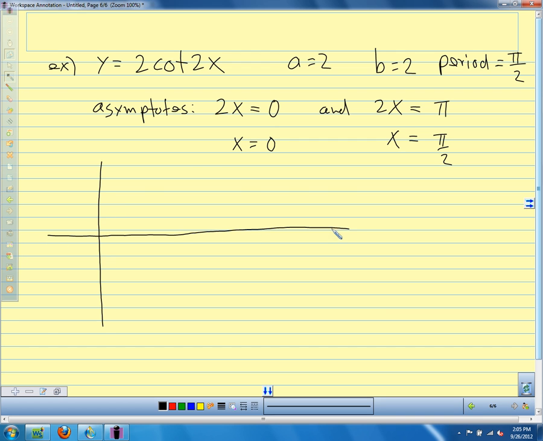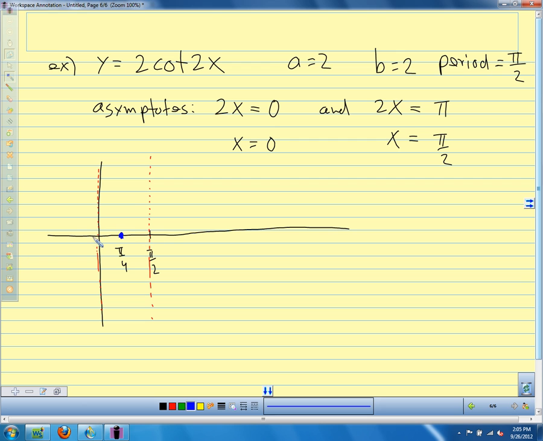So there are my axes. I have an asymptote at x equals 0. So let's draw that one in. There's my asymptote. And I have an asymptote at x equals pi over 2. My intercept is halfway between the asymptotes. So what's halfway between 0 and pi over 2? Pi over 4. So there is where my graph is going to cross the axis. And then I'm going to plot 2 additional points.